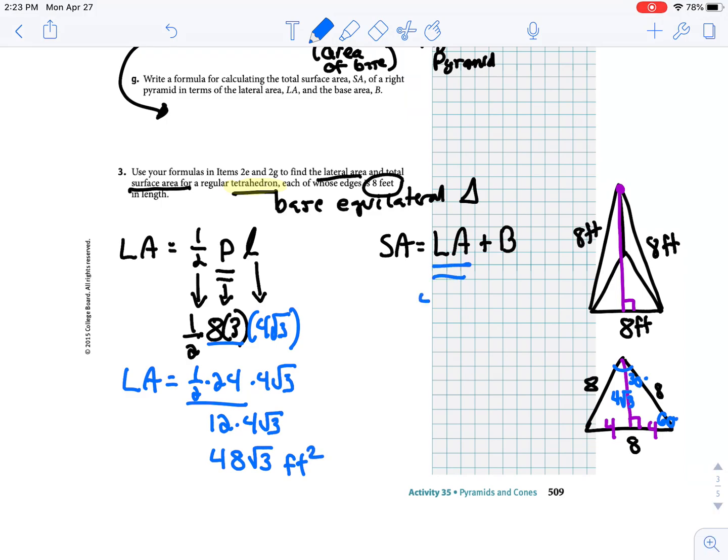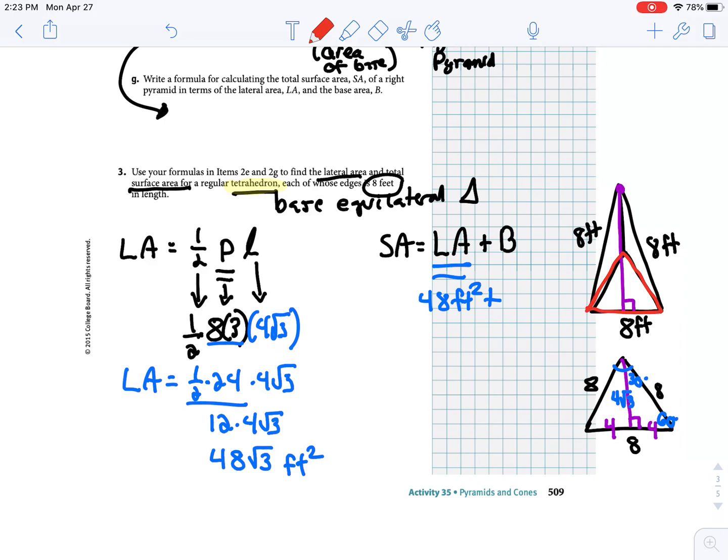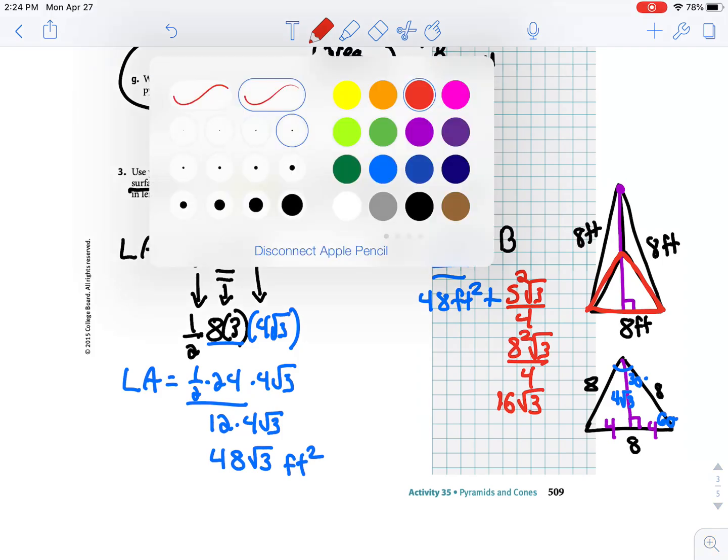Now for my surface area, I'll take that same lateral area, so 48 feet squared, and now I have to add the area of one base. So think back to how we would find the area of an equilateral triangle. Since this is an equilateral triangle, we can do side squared square root 3 divided by 4 to find the area of the equilateral triangle. The side is 8, so 8 squared square root 3 divided by 4. And 8 squared is 64, and 64 divided by 4 is 16. So my one base is 16 square root 3.